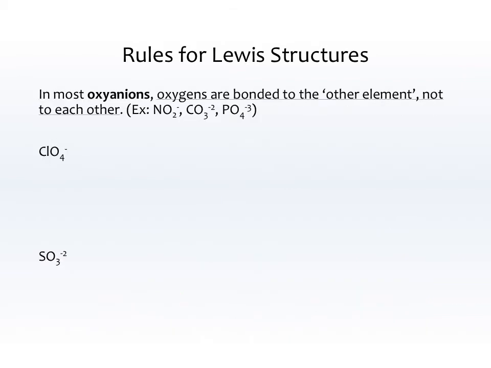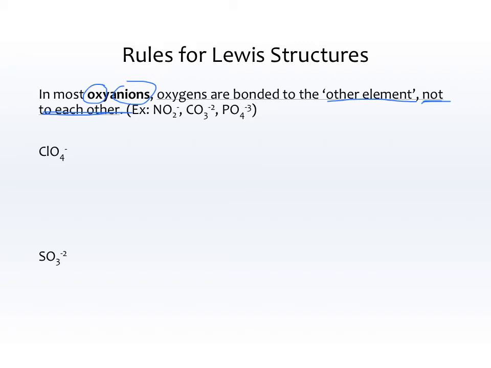Next rule. Starting here, the rules are more like guidelines. This is more just how to arrange the atoms. So, in most oxyanions, that's a negative ion that has oxygen in it, oxygens are bonded to the other element, not to each other. So if I have ClO4, that is not O, O, O, Cl, O. No, it is oxygens all bonded to the chlorine. That might seem obvious, but we just want to make sure the oxygens are not in a big long chain.